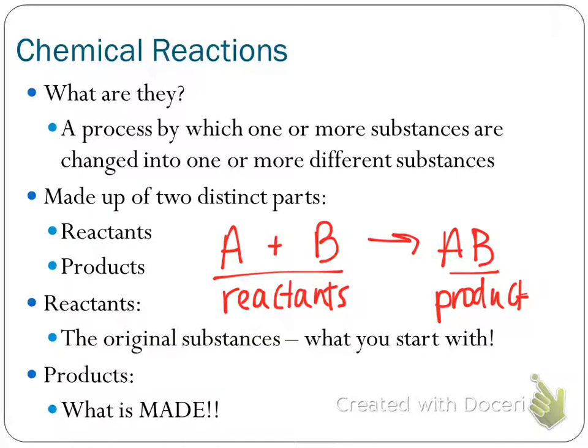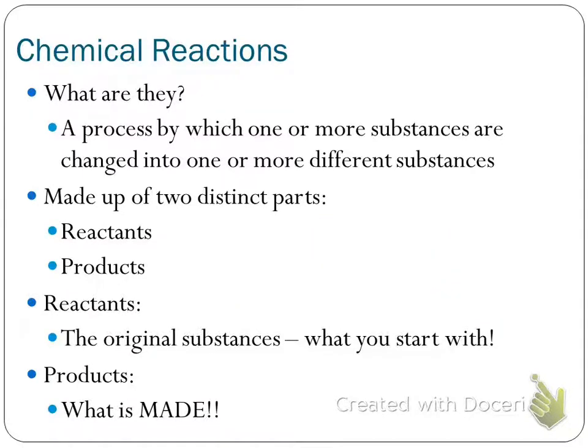Will you ever have more products than reactants? Okay, so you could have one that looks like this. AB yields A plus B. Right? We're breaking that thing down into its two distinct parts. So you can have different number of products and reactants. But the thing that's important is that your law of conservation of mass stays intact. So what you put in is still what you get out in terms of mass. It might just be redistributed. Okay.